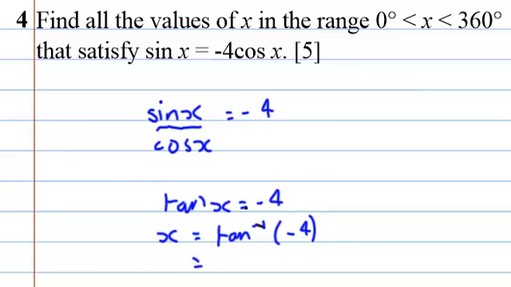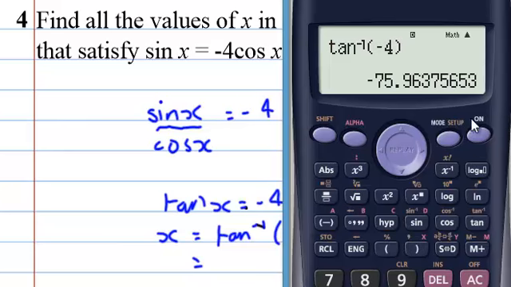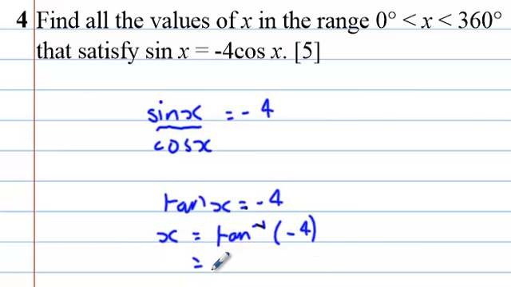So if we bring up the calculator to do that, we want the arctangent of negative 4, which is minus 75.96. Because of the value of this, I think it's acceptable to round this off to 0 decimal places. I'm going to put the answer as minus 76. So x equals negative 76 degrees.